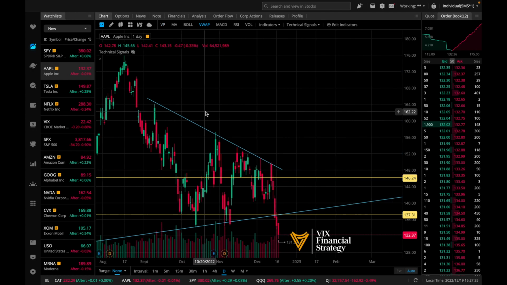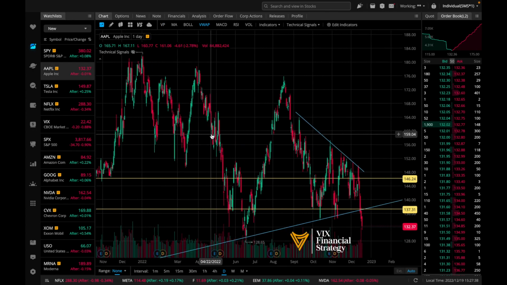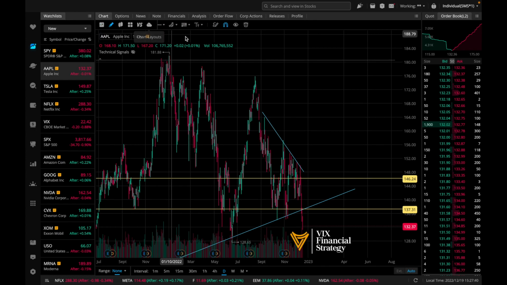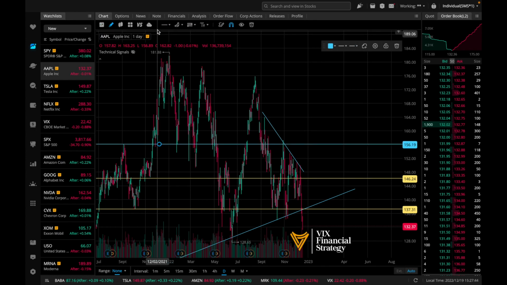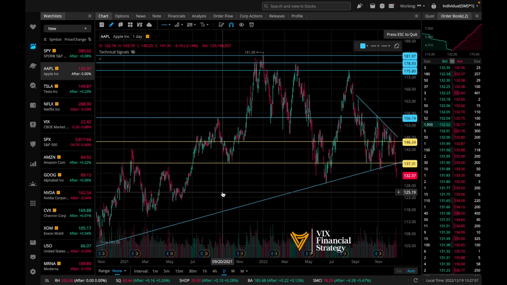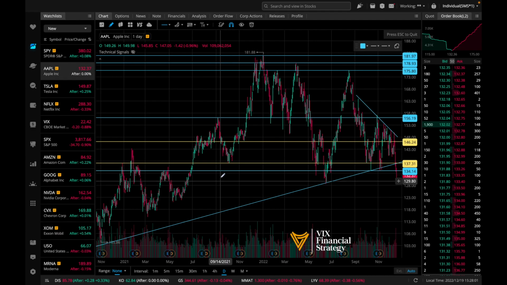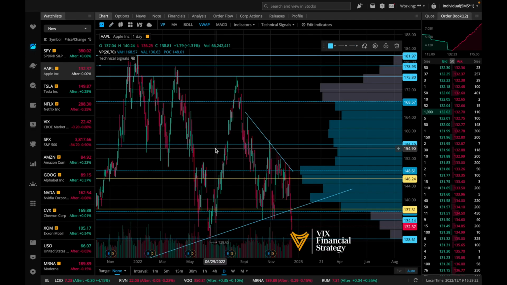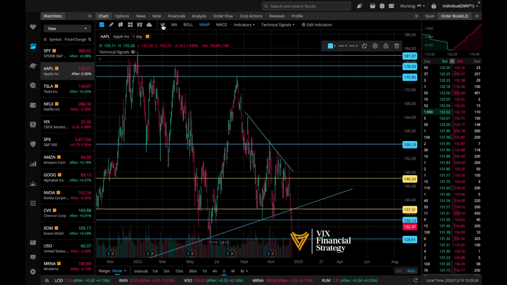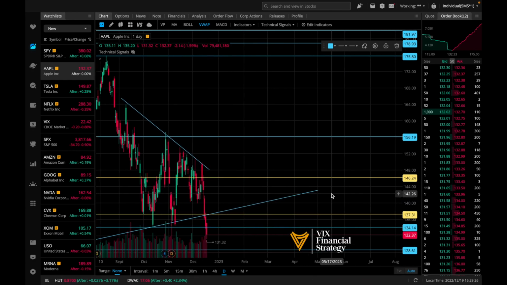If it weren't for VP, I would be putting in levels elsewhere, similar to this. Perhaps one right here and here. Maybe we can plot a couple on the downside as well. One right there, one right there. Now that we got some levels in place, let's quickly turn off the VP profile or the volume profile indicator.